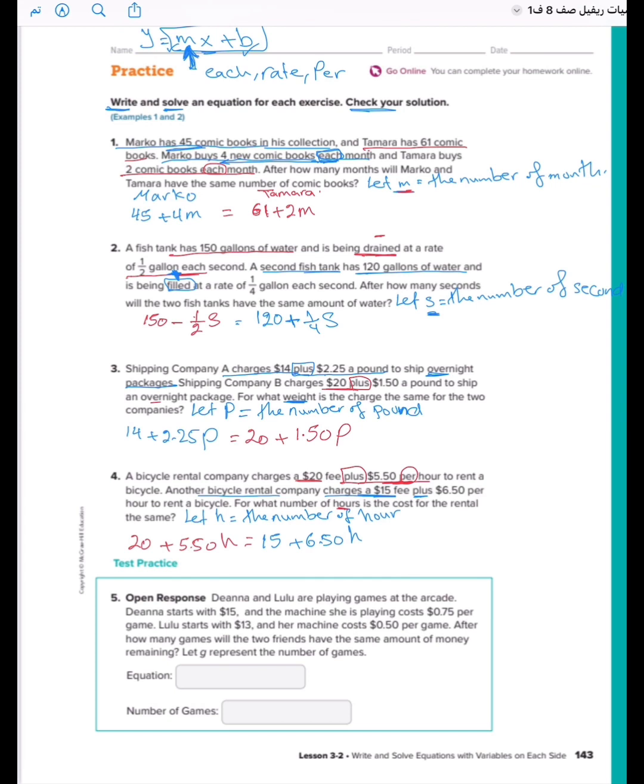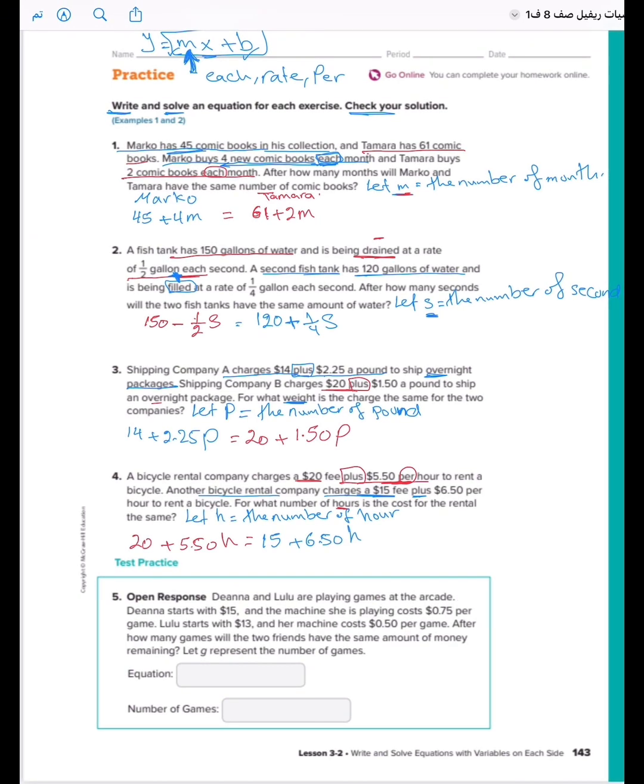Lesson 3.2: Write and solve equations with variables on each side. In part 1, we learn how to write an equation for each question. In part 2, we will solve each one step by step. Okay, let's start with question 1.